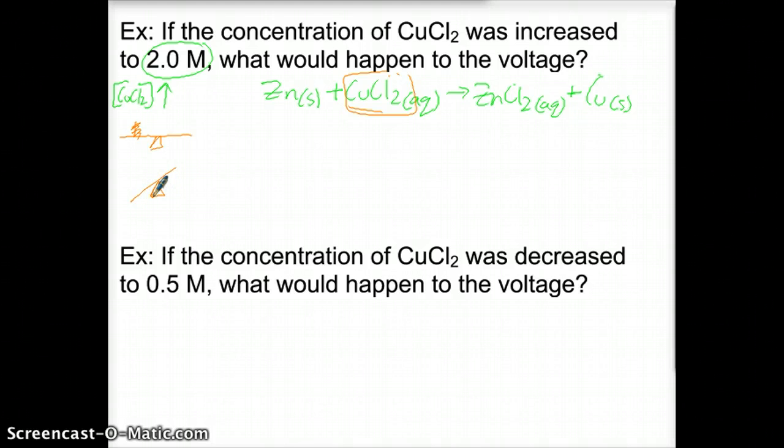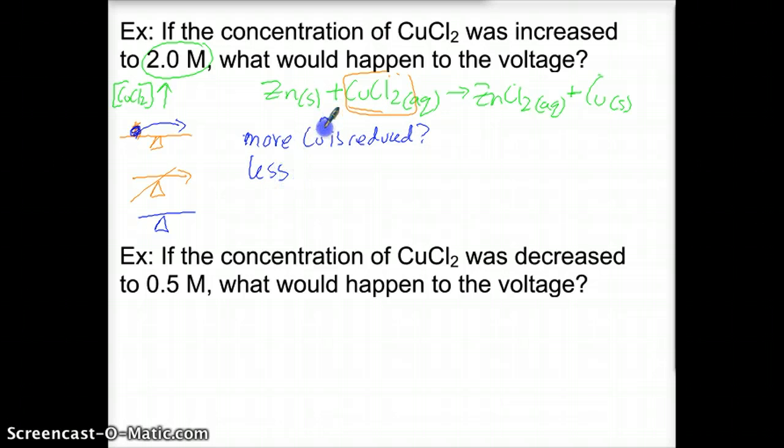So in order to get back to equilibrium, this reaction is going to need to shift to the right. We're going to need to take some of those reactants and turn them into products to get back towards a nice, stable equilibrium. So if this reaction is shifting to the right, what we need to think about is, does that mean more Cu2+ is reduced or less Cu2+ is reduced?